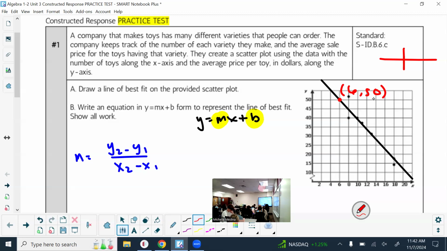Anyone want to say one that they can see clearly without having to estimate? Sorry, what was that? Okay, if this is what you're talking about, then yes. And there could be others you picked, like 4, 55 could be another good one. But whatever you pick, make one of them x1, y1, the other one x2, y2, and plug it in and solve.